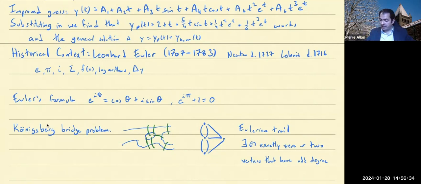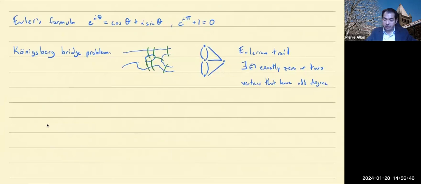So if you have exactly 0 or 2 vertices that have odd degree, then you have an Eulerian trail, and only if. And here you do not. So that's why nobody had been able to do it. This problem is extremely important, or Euler's solution rather, because it starts graph theory and it starts topology.